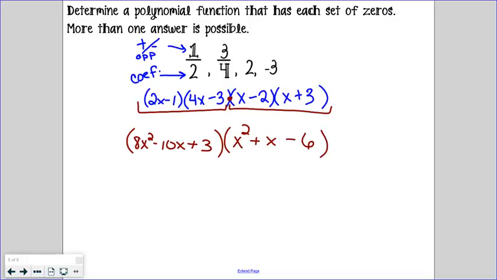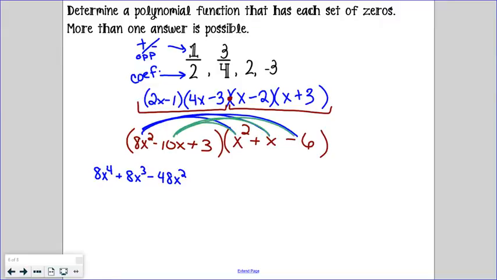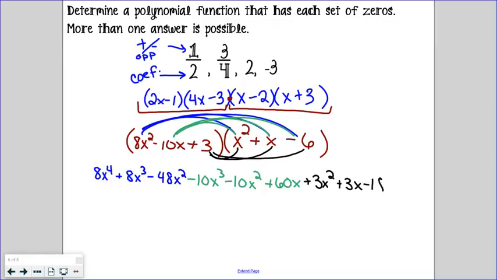So now we are going to carefully take each term and distribute it through each of those until I get through all 3 of these. So 8x squared times x squared would be 8x to the 4th, times x would be 8x cubed, times negative 6, negative 48x squared. And then I take the negative 10x and I distribute it carefully through all 3 of those. Negative 10x cubed minus 10x squared plus 60x. And then I take the 3 and carefully distribute it through all of those. Plus 3x squared plus 3x minus 18.